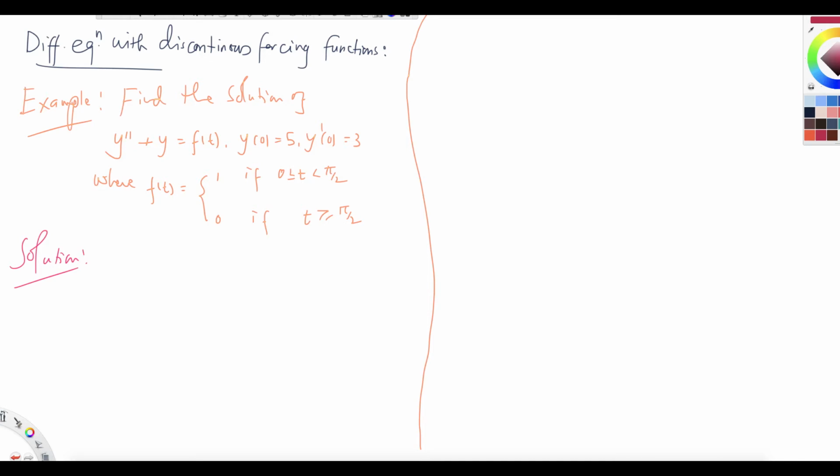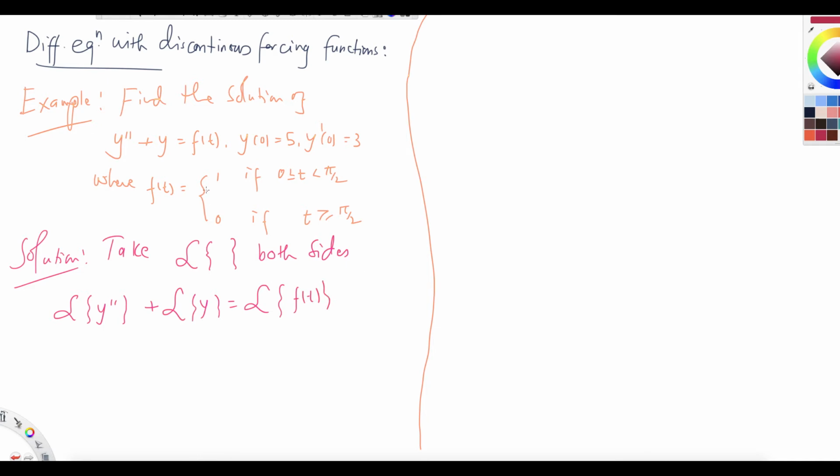Okay, so to solve this equation, what we need to do is take the Laplace transform on both sides, right? So this is the Laplace transform. What do you get? You get the Laplace transform of y double prime plus the Laplace transform of y equals the Laplace transform of f(t), right?